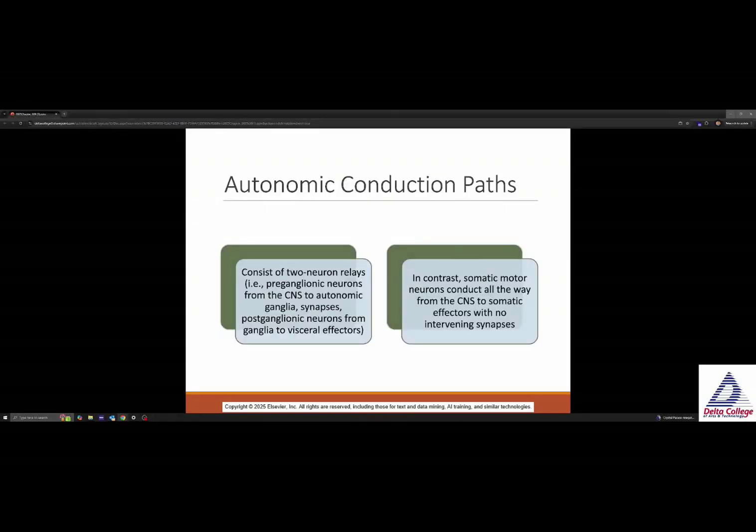So the autonomic conduction pathway. This consists of two neuron relays. We have preganglionic neurons from the CNS to autonomic ganglia, synapses, postganglionic neurons from ganglia to visceral effectors. In contrast, somatic motor neurons conduct all the way from the central nervous system to somatic effectors with no intervening synapses.